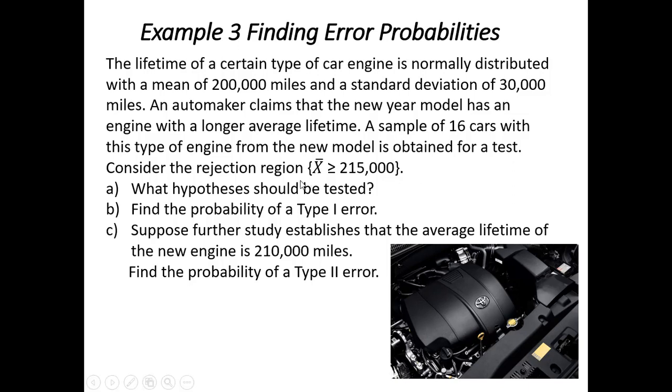The rejection region would be that the sample mean is greater than 215,000 miles. Okay? So when a sample is taken, the sample mean is calculated. If that sample mean is greater than or equal to 215,000, the null hypothesis would be rejected. So our first step is to identify the hypotheses. Then we want to do some probability calculations of a type 1 error, and then a probability calculation of a type 2 error.